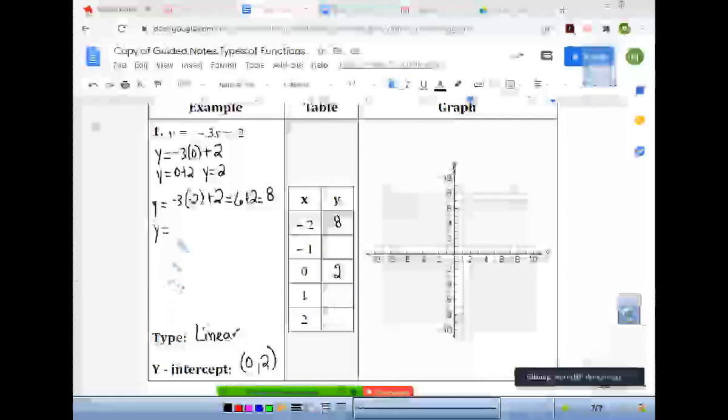All right, then we'll go to -1. Do the same thing. We're going to plug in -1 for x and simplify it. Okay, -3 times -1, and plus 2. So (-1, 5).